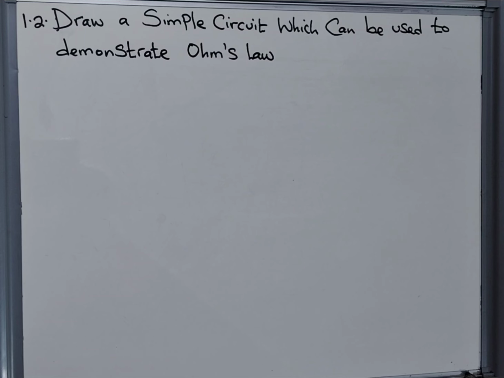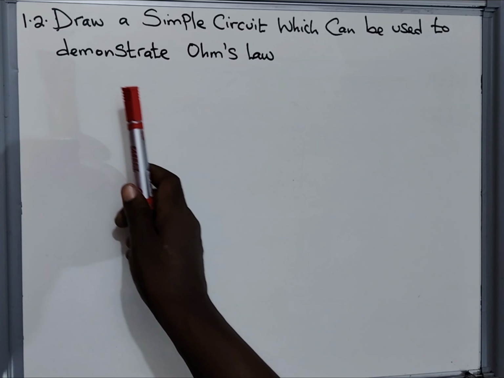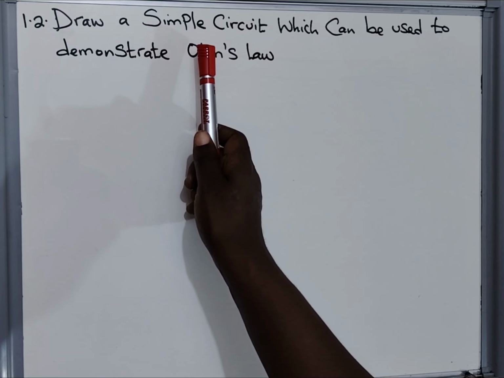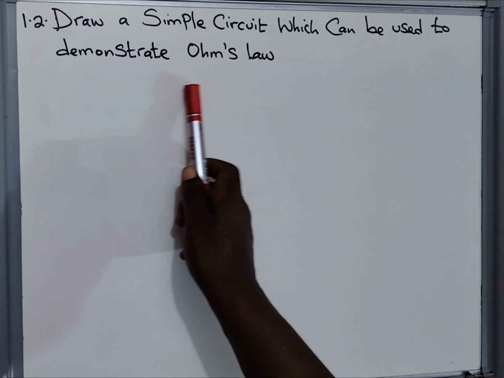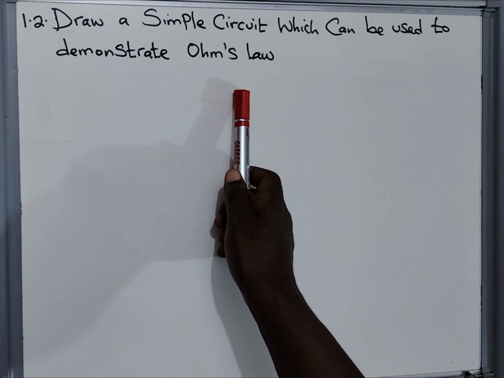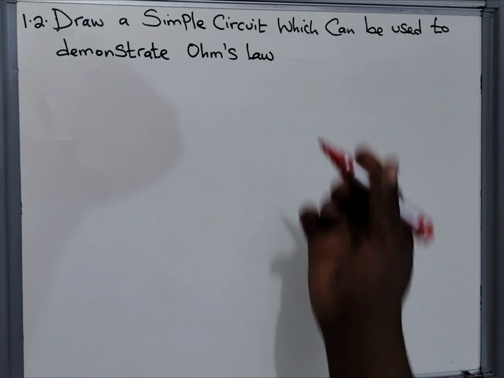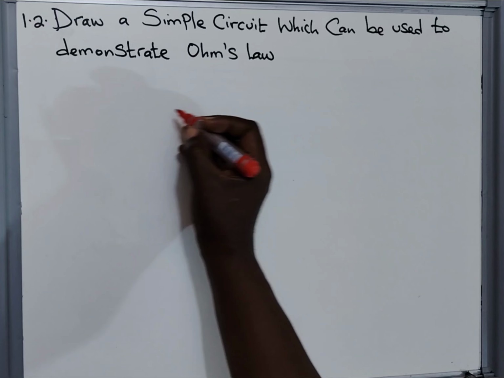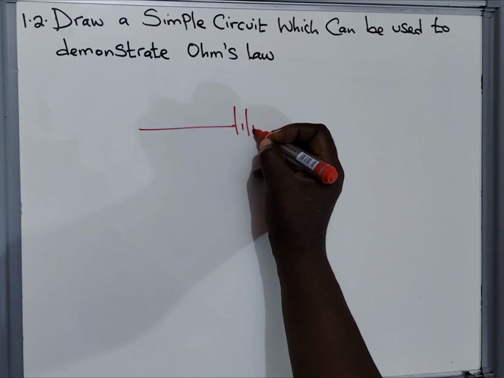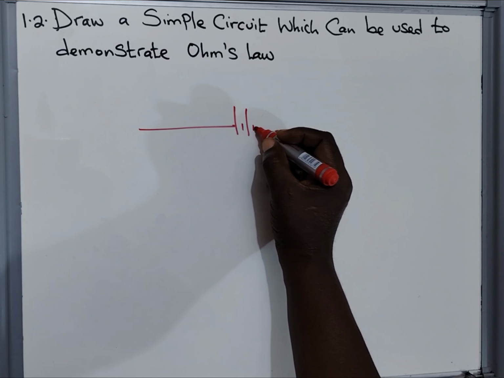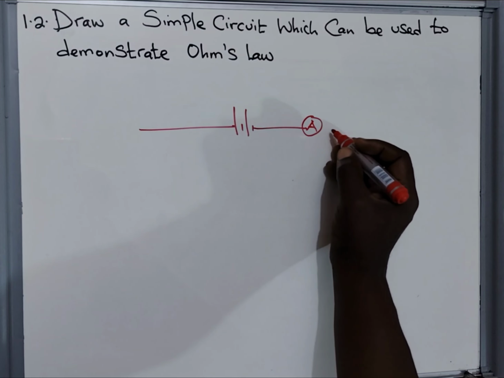Yeah, then comes this question. It says, draw a simple circuit which can be used to demonstrate Ohm's law. How do you go about this? Let us try to sketch this one. You have our battery. Okay. You have our ammeter.